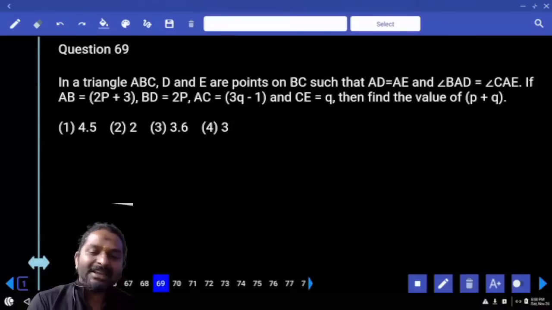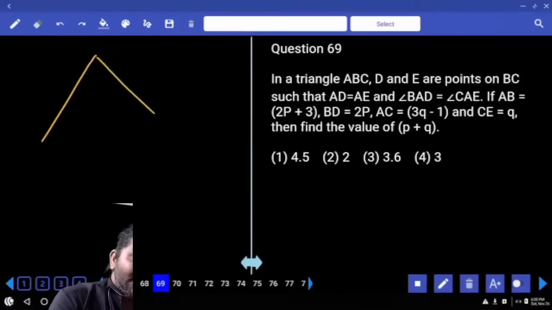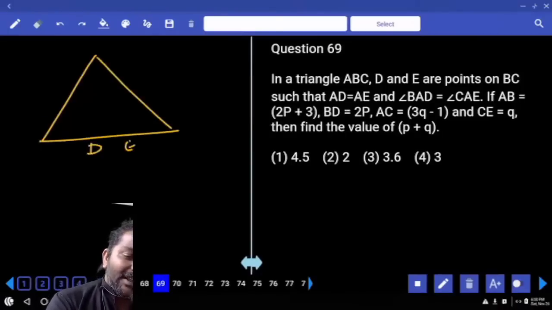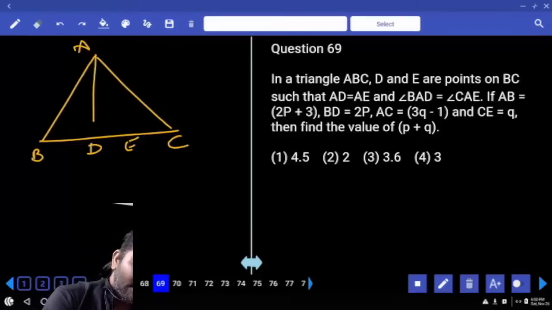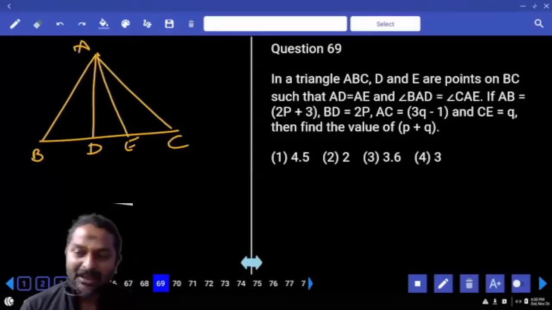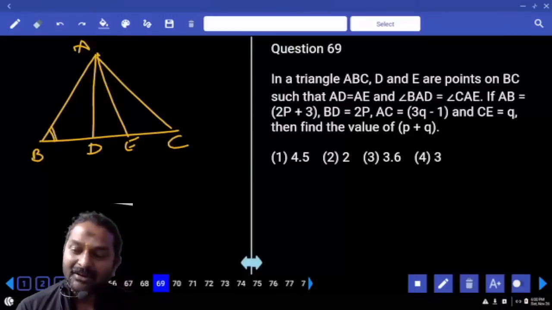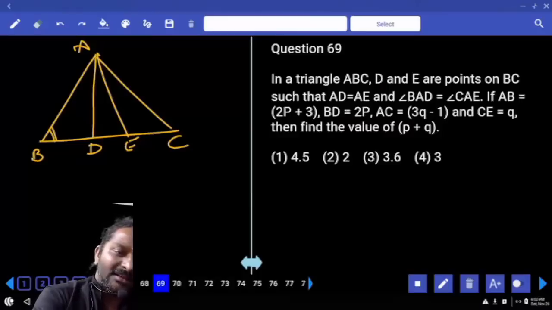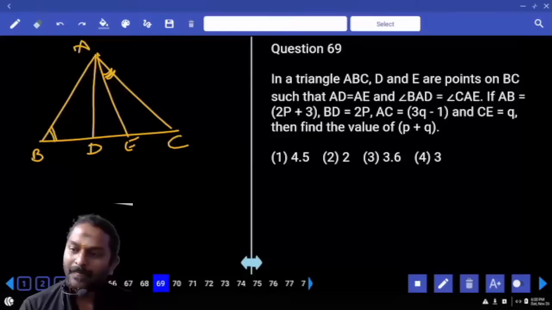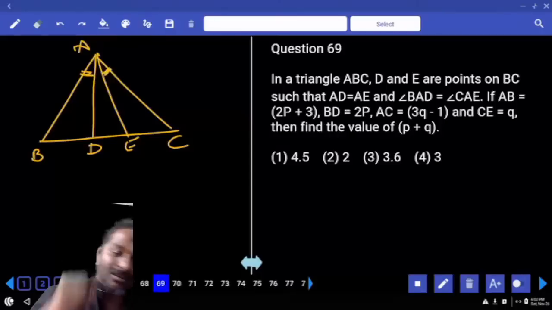Next, in a triangle ABC, D and E are points on BC such that, okay, now let's write the triangle ABC here. 2 points D and E here. Such that they mentioned AD is equal to AE. AD and AE both are equal. Angle at BAD, this fellow, is equal to angle at CAE, this fellow. Sorry, BAD, CAE, both are equal. Perfect.